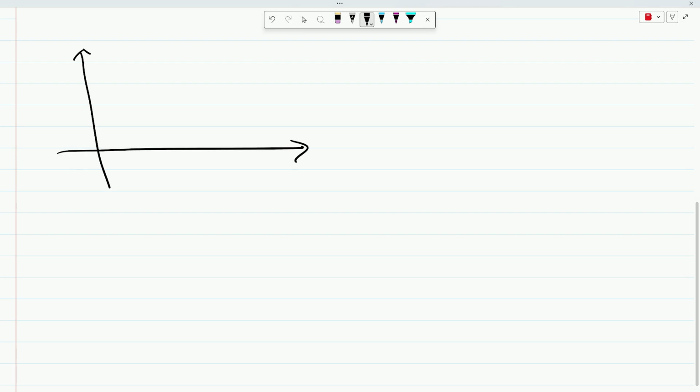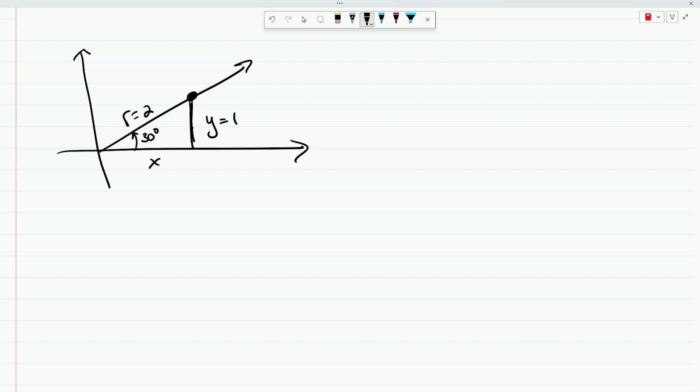So the first is r is going to equal 2, and y is going to equal 1. We don't know what x is, okay? But what we do know is this angle right here is going to be 30 degrees, all right?